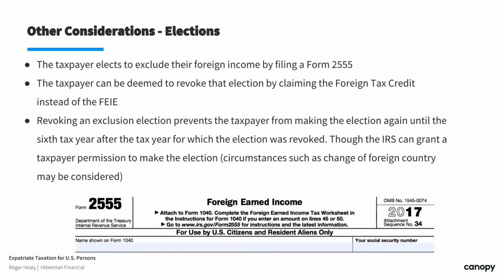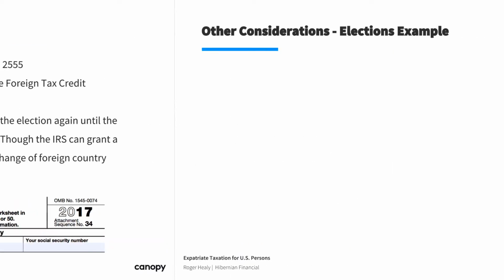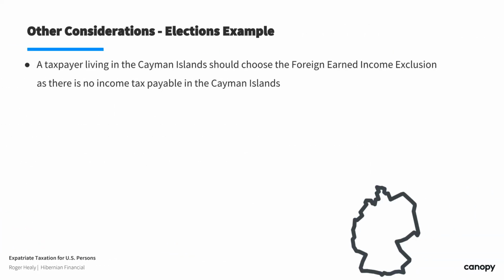However, you can apply to the IRS for permission to make the election within that 6-year period, and they may grant it if there are significant changes in your circumstance, such as you have moved to a different country. So let's look at an example of this. A taxpayer living in the Cayman Islands would choose the foreign earned income exclusion, as there's no income tax payable in the Cayman Islands, so there would be no foreign tax to credit.